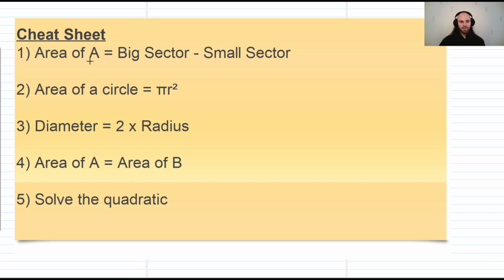So if we go to the cheat sheet, I think what I might do here is just do this one stage at a time, because it is quite a long question. It might help you. So let's just look at part 1 of the cheat sheet. So the area of A equals the big sector subtract the small sector.